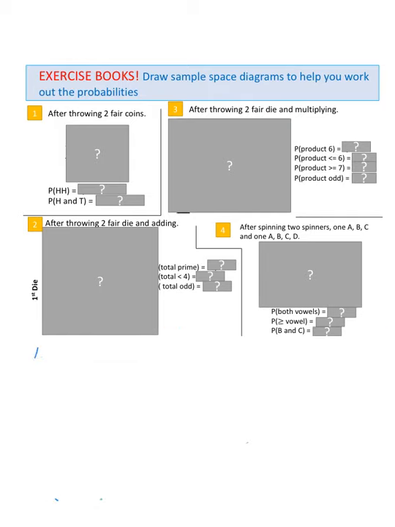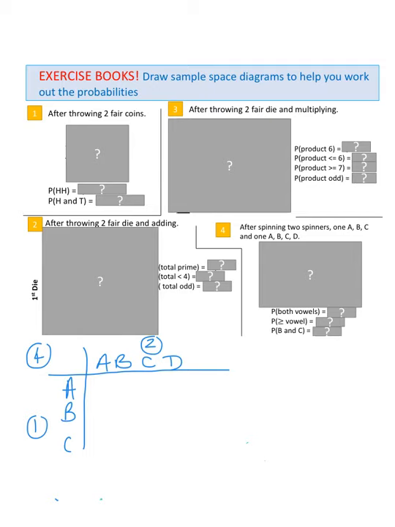Now in our fourth example, it says after spinning 2 spinners, so spinner 1 is A, B, C, and spinner 2 is A, B, C, D. So I could have an A and an A, an A and a B, an A and a C, and an A and D. Make sure you keep your order the same, so I'm always starting with spinner 1. So BA, BB, BC, and BD, CA, CB, CC, CD. And the first question says the probability they are both vowels.